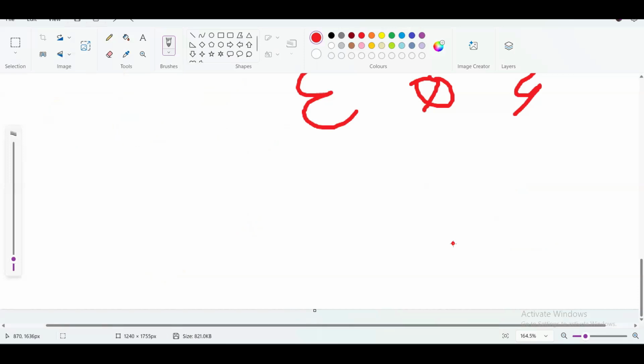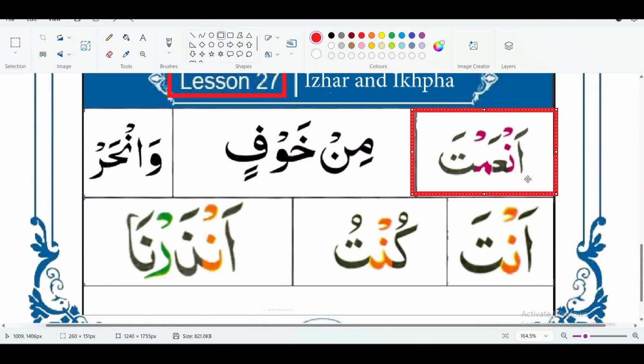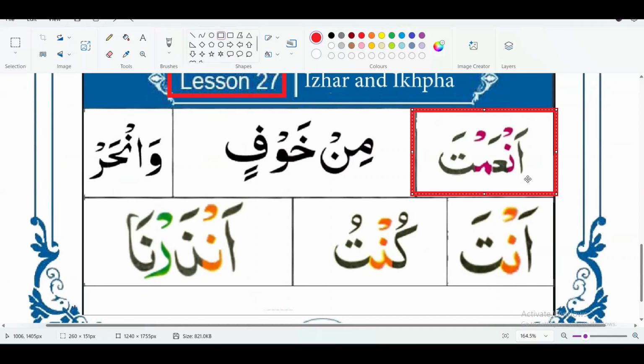Let's see the example. In this word, is there any Noon Sakin or Tanween sign? Yes, there is a Noon Sakin, and after that we have Ain, which is one of the throat letters. So do we do Gunna here or not? No, because we have to do Izhar here. Izhar means saying clearly, so here we don't do Gunna.